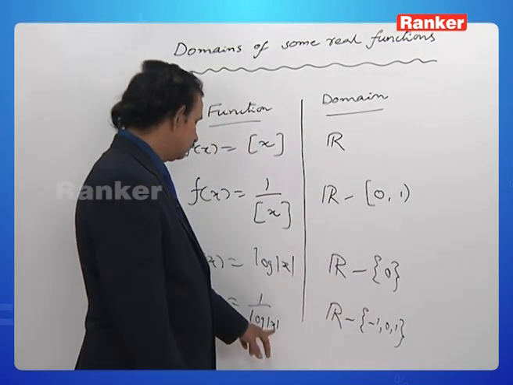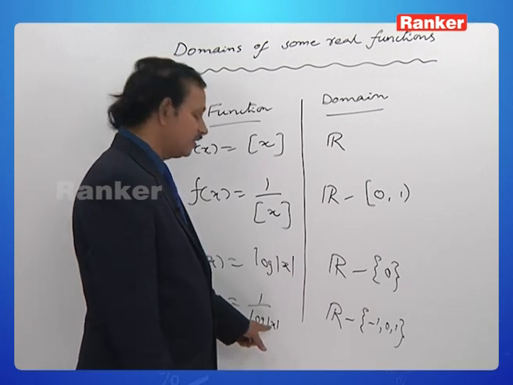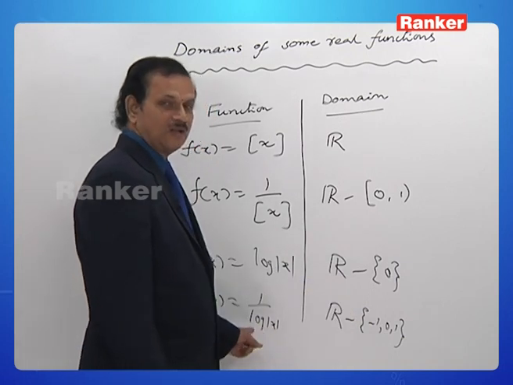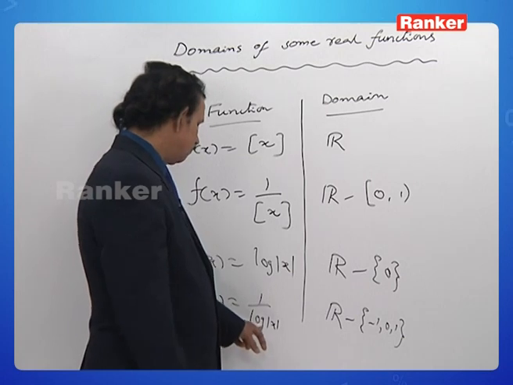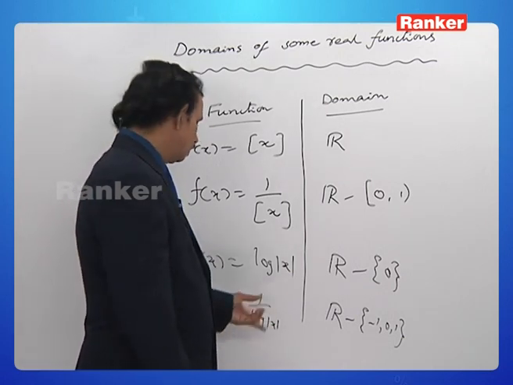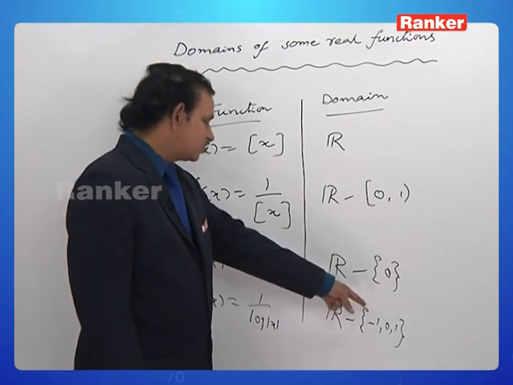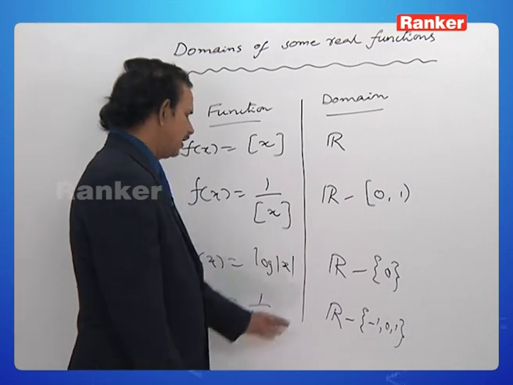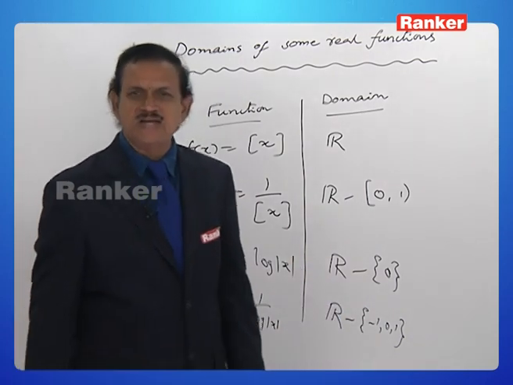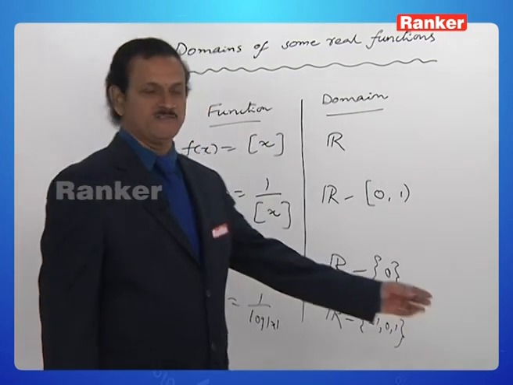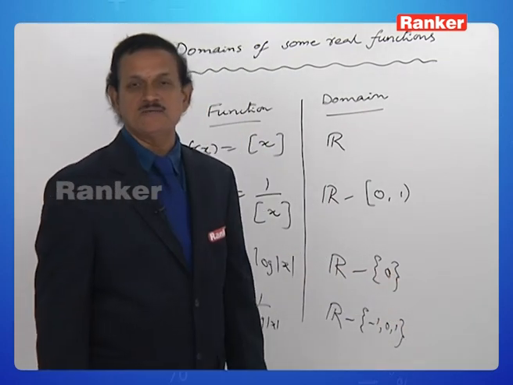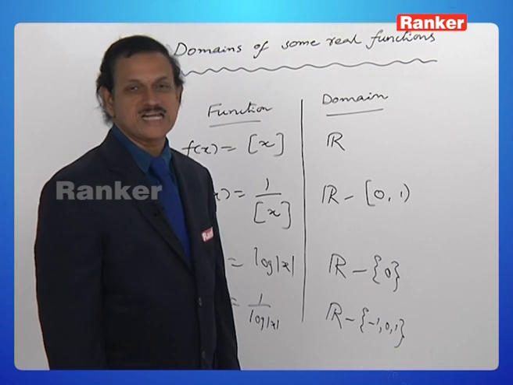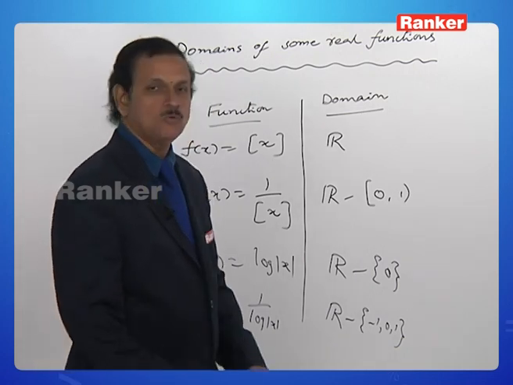If x is minus 1, mod minus 1 is 1, log 1 is 0, 1 by 0 not defined. If x is 0, mod 0 is 0, log 0 is not defined. If x is 1, mod x is 1, log 1 is 0, 1 by log 1 is not defined. So, these are the three troublesome points for us to define f of x. That is why let us discard them. Let us eliminate them from the set of real numbers. So, the domain of the function f of x equal to 1 by log mod x is the set of reals minus the set containing minus 1, 0 and 1.